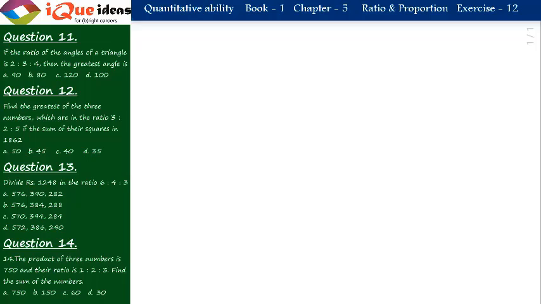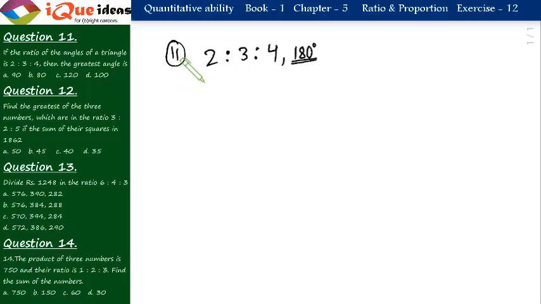Now let's take up question number 11. It says the ratio of angles of a triangle is 2 is to 3 is to 4. We know that the sum of angles is 180 degrees. So what we have to do is divide 180 degrees in the ratio 2 is to 3 is to 4. And we need only the greatest angle.